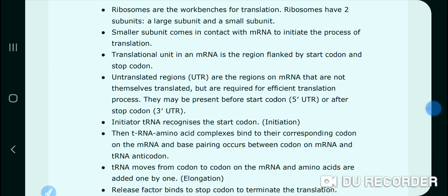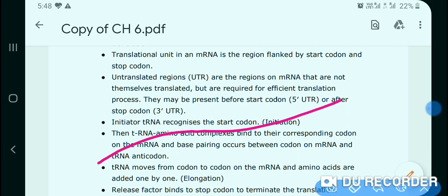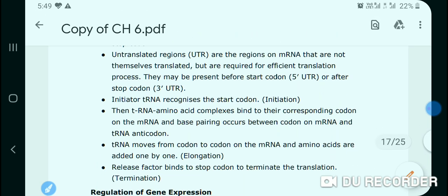Untranslated regions, UTR, are regions in the messenger RNA. The whole messenger RNA is not translated. You know that there are triplet codons, a 3-letter language. There are some untranslated regions which are not translated, but they are required for efficient translation process. They may be present before start codon, 5' UTR, or after stop codon, 3' UTR.